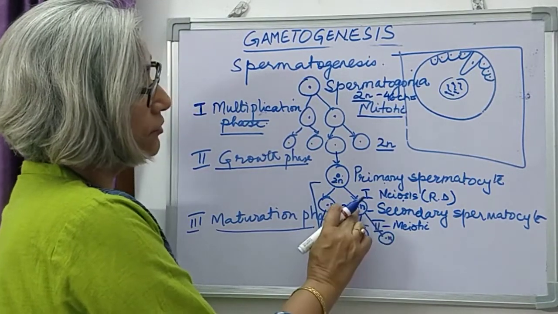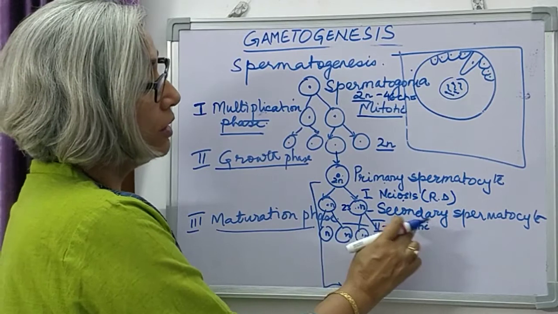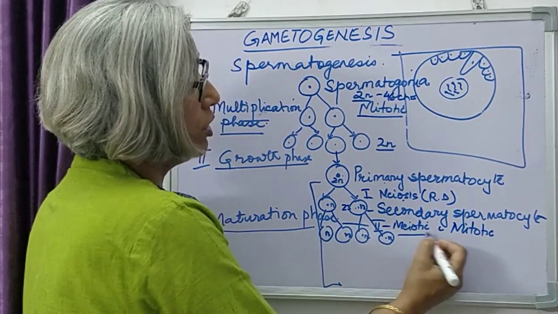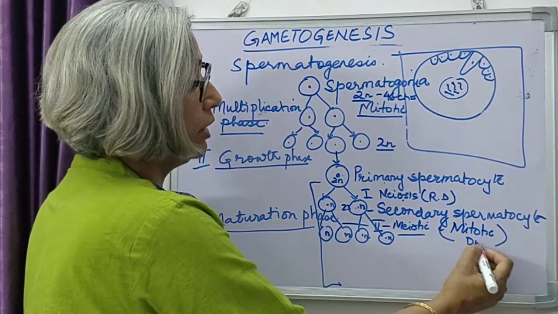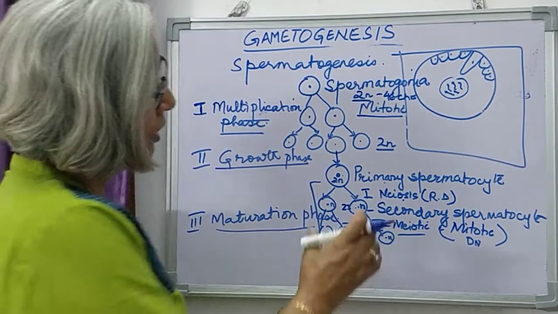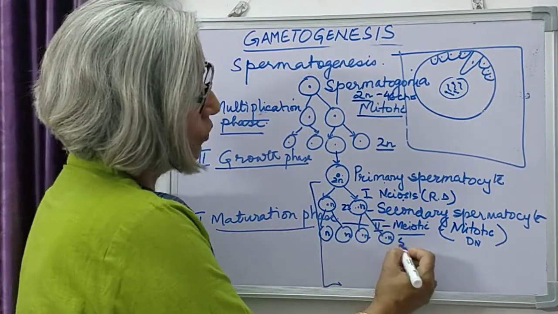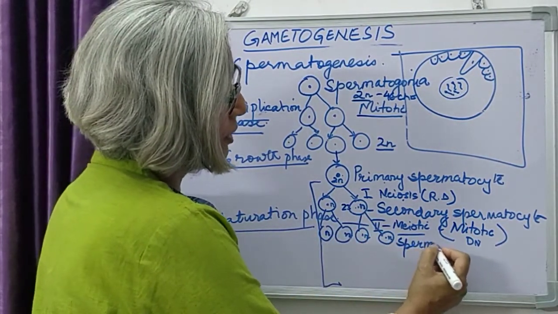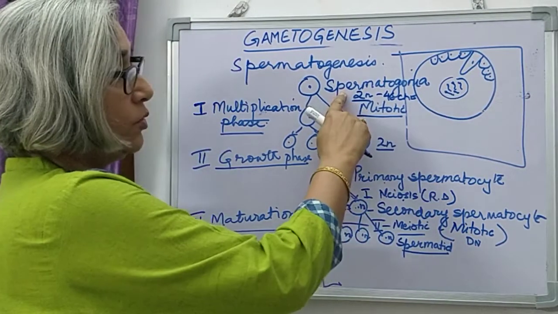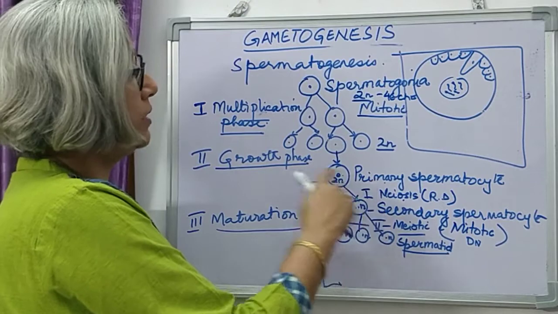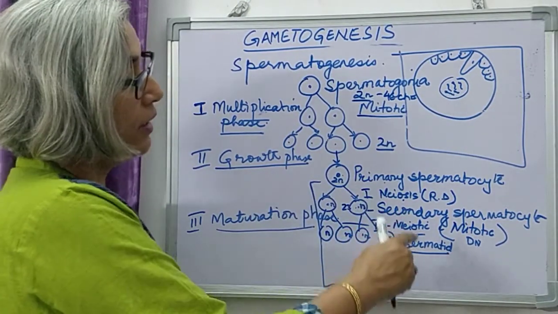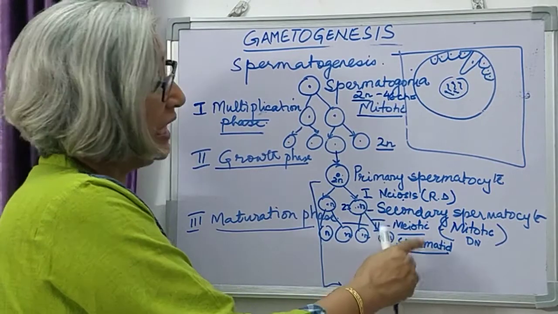That is why this is a kind of mitotic division. The second meiotic division is a kind of mitotic division because now the chromosome number remains same. Now at this stage, we call them spermatid. So you see, from spermatogonia, primary spermatocyte in the growth phase, then secondary spermatocyte, and then we have spermatid.